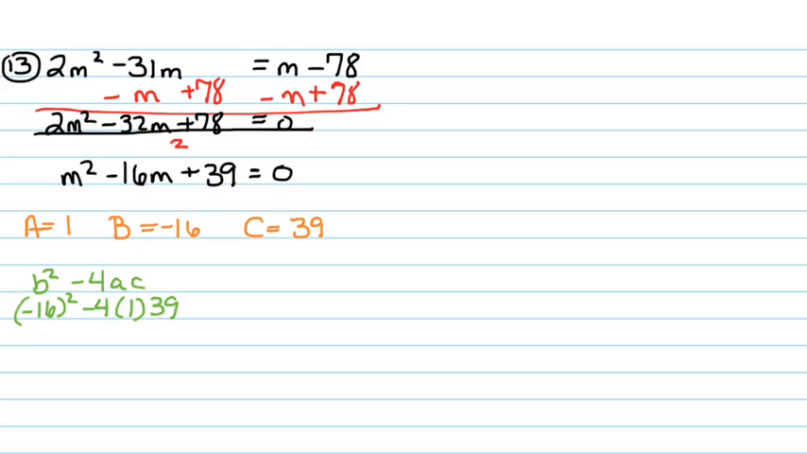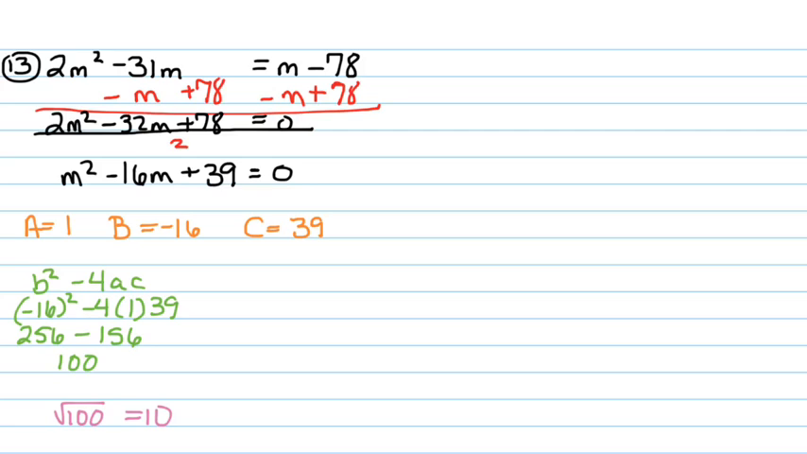And 16 squared is 256. Be careful on this. Make sure you're squaring negative 16 times negative 16. It will come out positive. Minus 156. And that's going to be 100. Well, I know the square root of 100 is 10. So I don't have to worry about simplifying using my division.